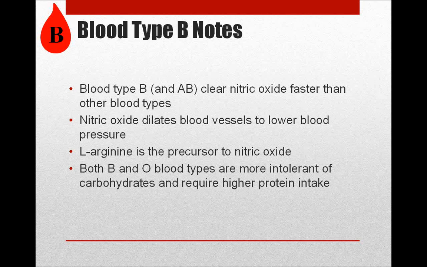So some of the Bs, the blood type B and then the AB, just because it contains that B antigen, clear nitric oxide faster than the other blood types. What nitric oxide does is it keeps the vessels open to lower blood pressure, and when you release nitric oxide too fast, they start contracting. So arginine is the precursor to nitric oxide, so it keeps the nitric oxide in solution a little bit longer to control vascular dilation for the B blood types, because they tend to be prone to that constricted circulatory system.